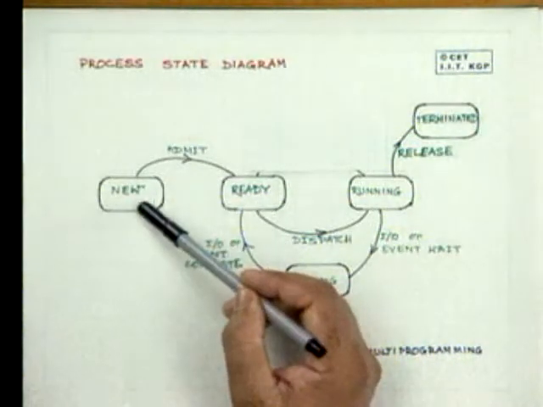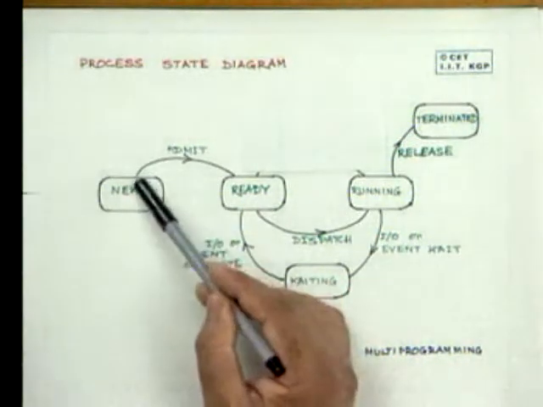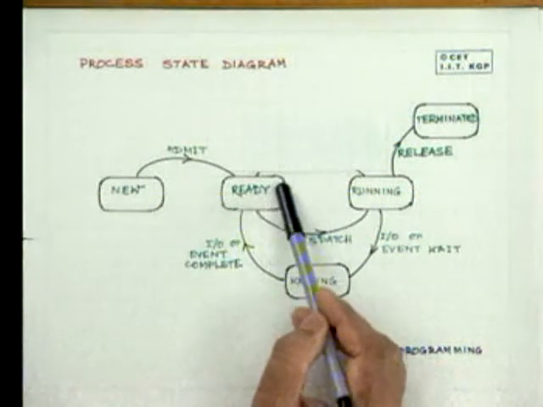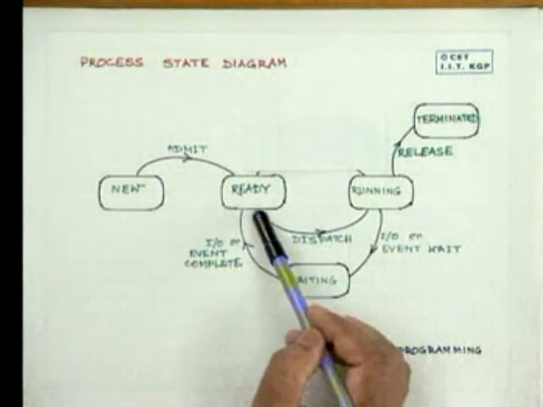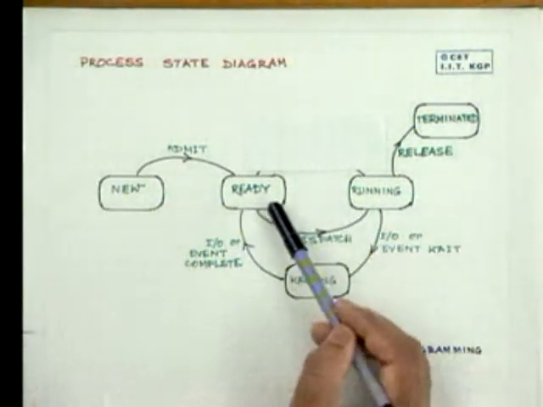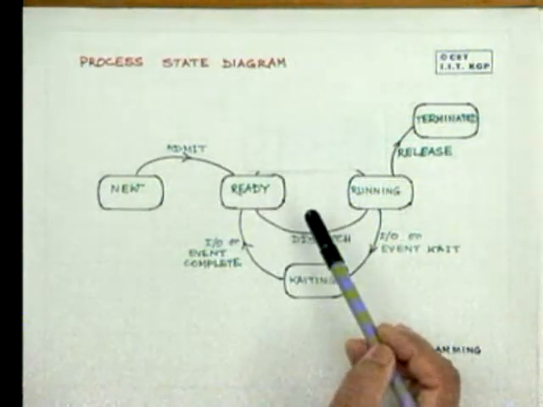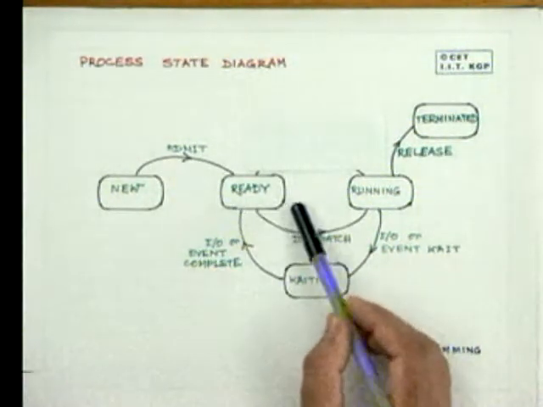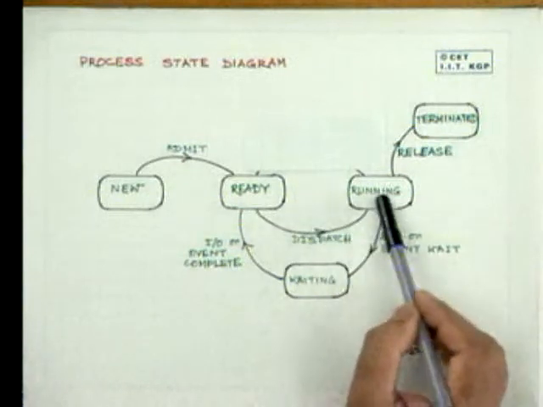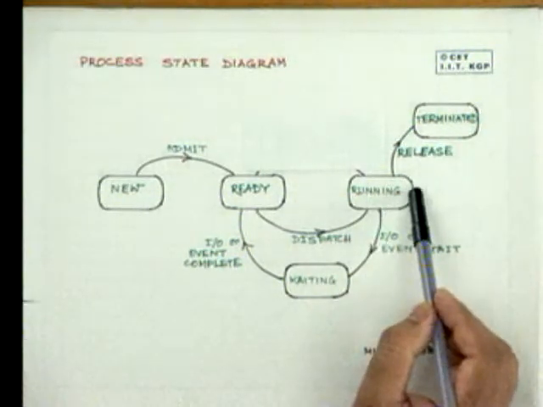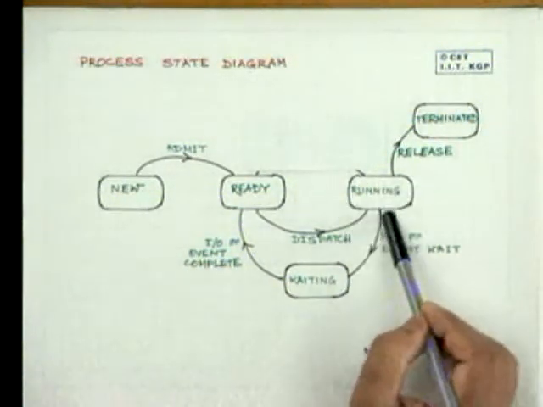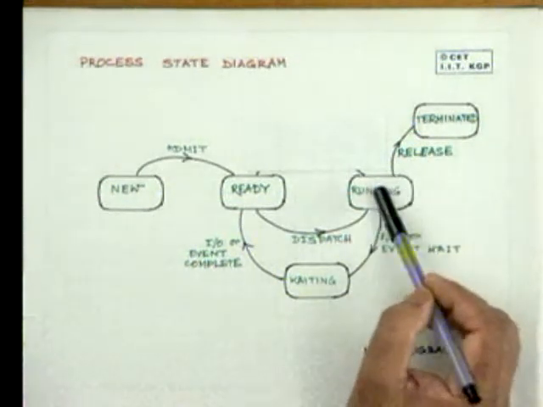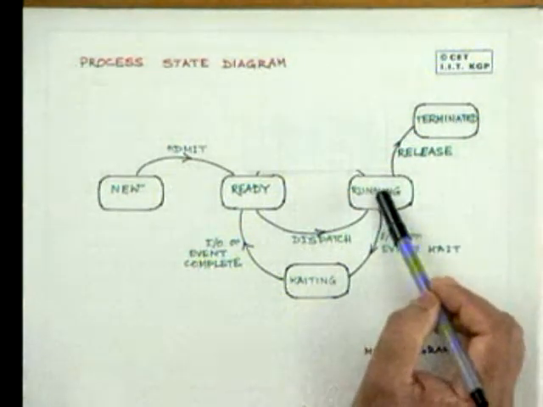Therefore, when it is submitted, it is in the new state. Then when it is admitted into the system for possible allocation of the processor to the process, it is in the ready state. Now, if it is in the ready state, then it can be dispatched to the processor and comes into the running state. The CPU is executing it. Now, while executing it, naturally the process will try to execute many IOs.